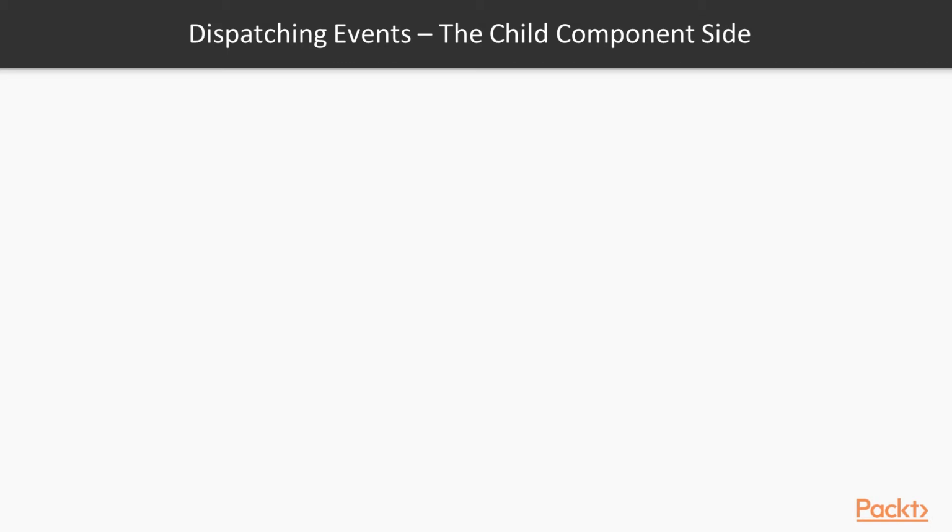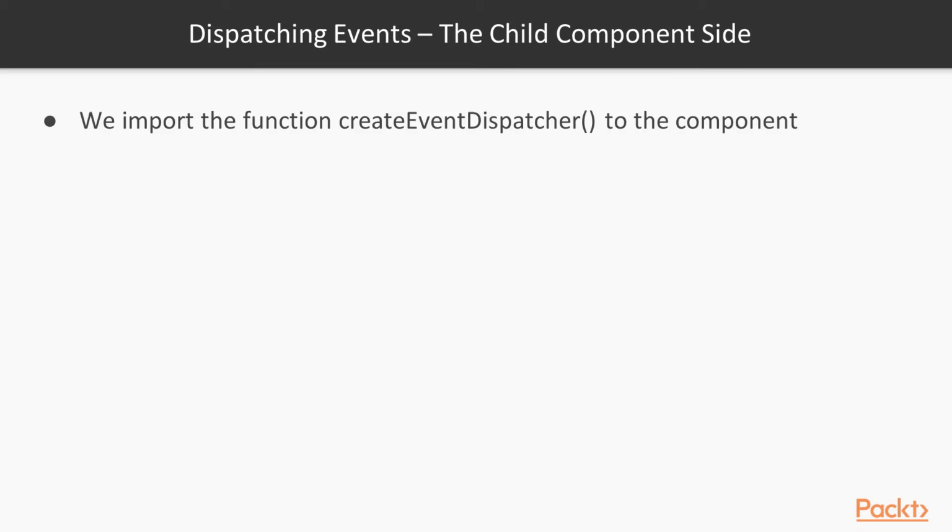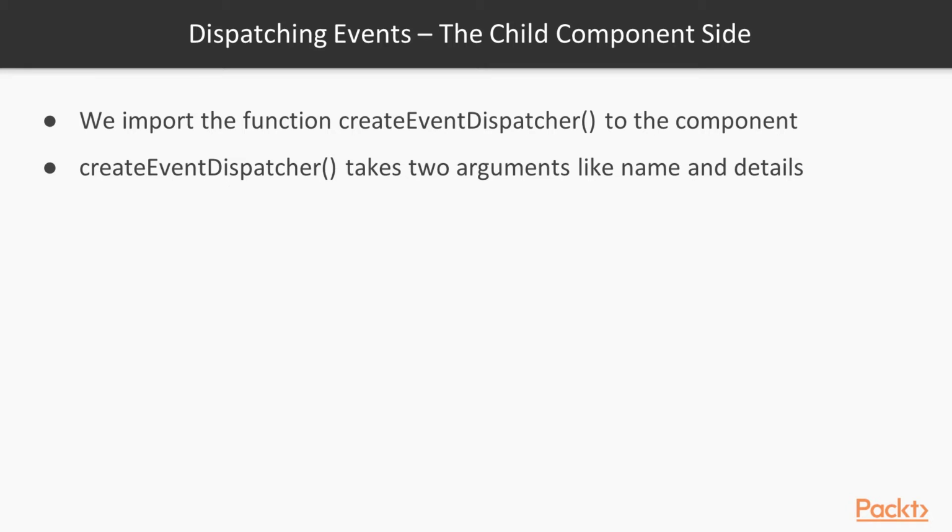Since dispatching events involves two Svelte components, let's start first with the side of the child component. This component will be the one dispatching the event to its parent. To dispatch an event, all we have to do is import the createEventDispatcher function and use it to dispatch our event. This function takes two arguments, name and details.